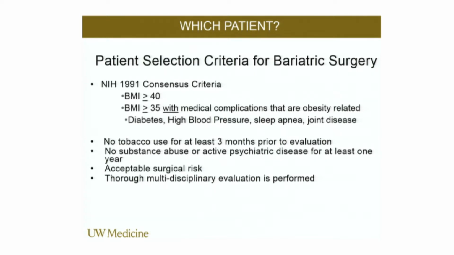Besides those selection criteria, we have additional selection criteria here. We mandate that patients not use tobacco for at least 3 months prior to evaluation. Smoking can increase the risk of surgery. They should have no active substance abuse or psychiatric disease for at least a year prior to operation. They need to be an acceptable surgical risk. And really, to evaluate all these things, we do quite a thorough multidisciplinary evaluation. And that's what this consists of.